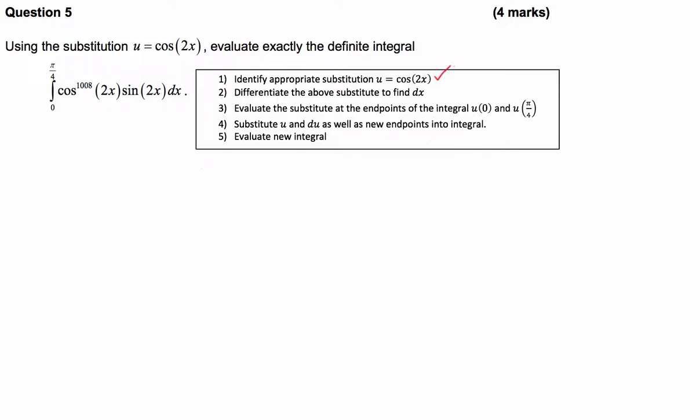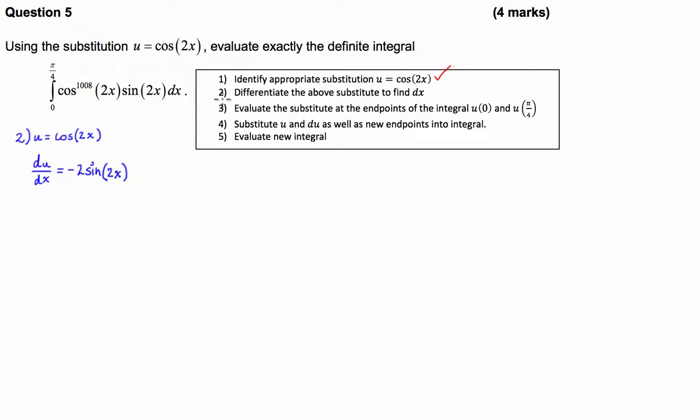Now the second step is we have to differentiate our substitute to find dx. So what we're going to do is differentiate u with respect to x, and then rearrange that derivative just to have it in terms of dx. So we have our substitute, u is equal to cosine of 2x. Now we're going to differentiate that with respect to x, i.e. du/dx. And we have a simple chain rule. The derivative of cosine is negative sine, and the derivative of 2x is just 2. So our derivative total will be negative 2 sine of 2x.